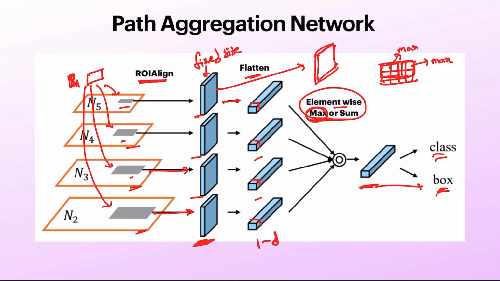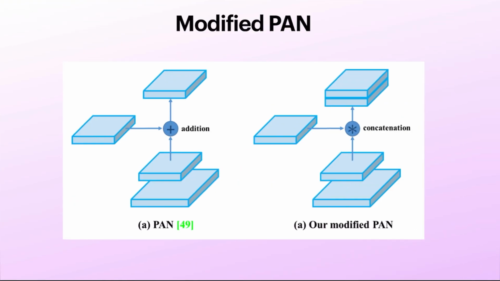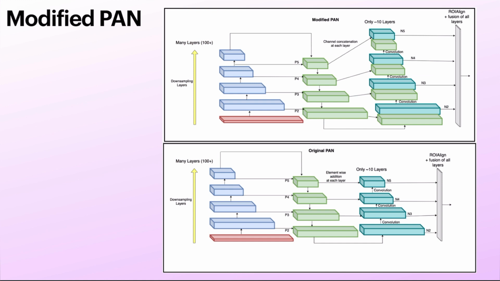So this is how the path aggregation network works, and it is used in YOLOv4. Now the path aggregation network is not used as it is in YOLOv4. They have made a slight modification. In the path aggregation network, or in the case of FPN also, when you do these lateral connections, addition is happening, whereas in YOLOv4 they have replaced the addition with concatenation. Just one simple operation. You can see in detail here. So this is the original path aggregation network.